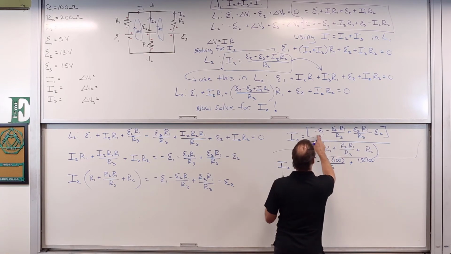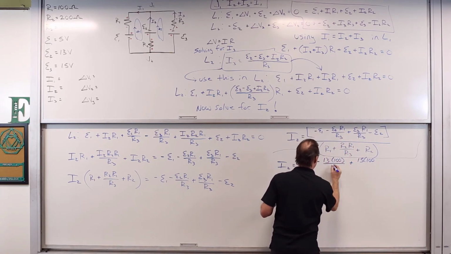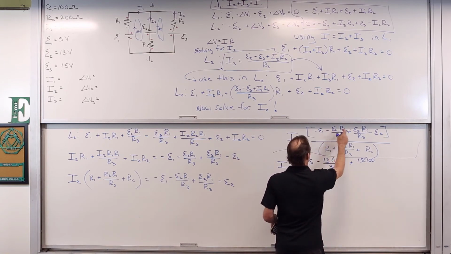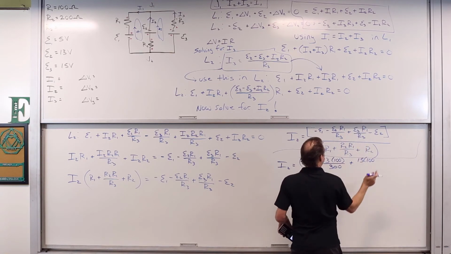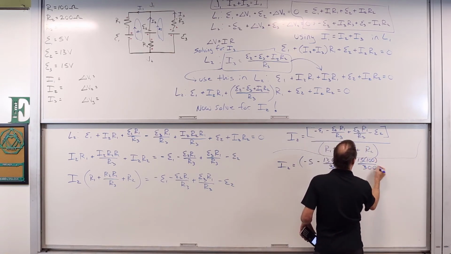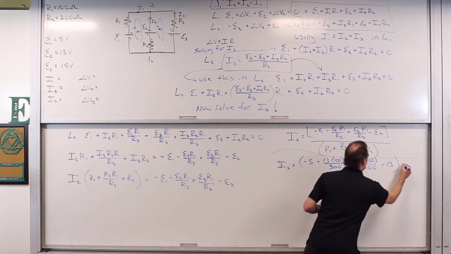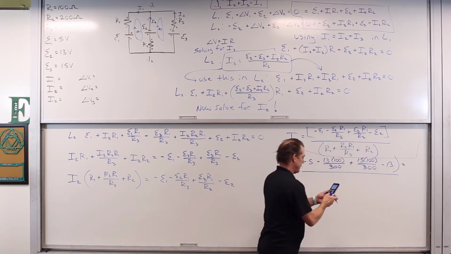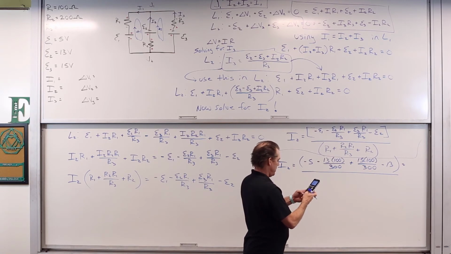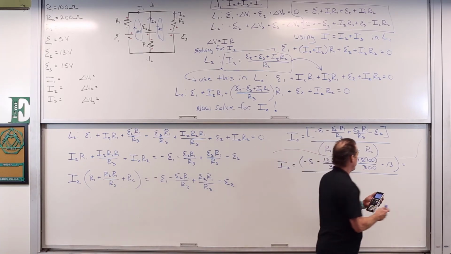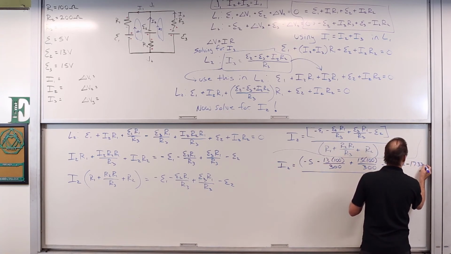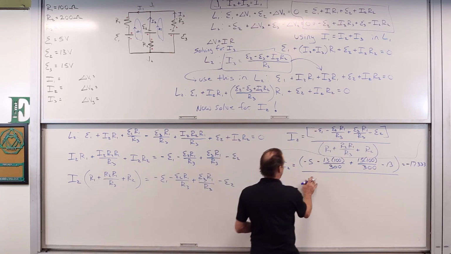Oops. Already messing this up, huh? I'm looking at that one and I'm writing this one. Divided by 300. 13 times 100 divided by 300 plus 15 times 100 divided by 300 minus 13. And that's just the numerator. Let's just calculate that out really quick here. Negative 5 minus 13 times 100 divided by 300 plus 15 times 100 divided by 300 minus 13. And I get negative 17.333.